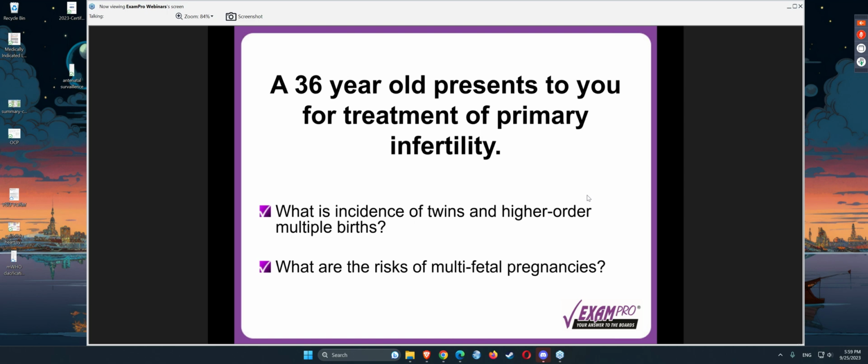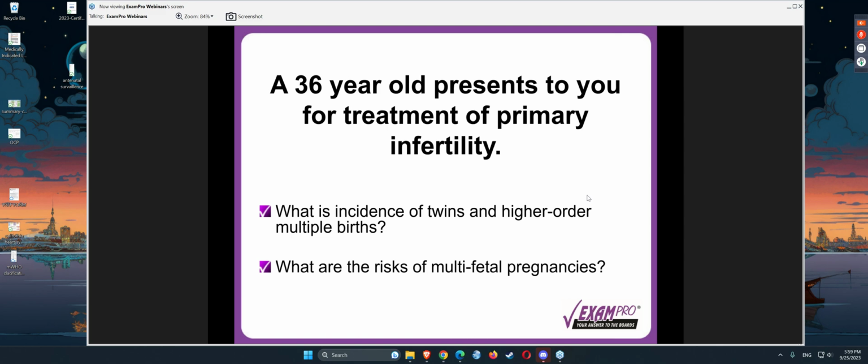I guess I would say for higher order multiple births, I think that those would be lower, since especially for reproductive technologies, they are more so going towards single embryo transfers rather than multiple. But again, I don't know the exact number.